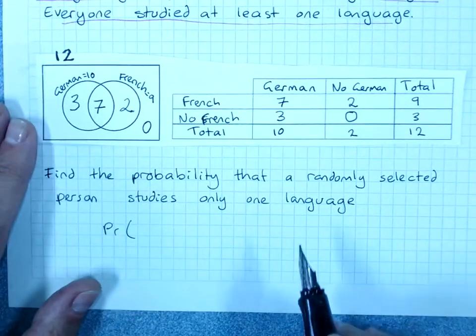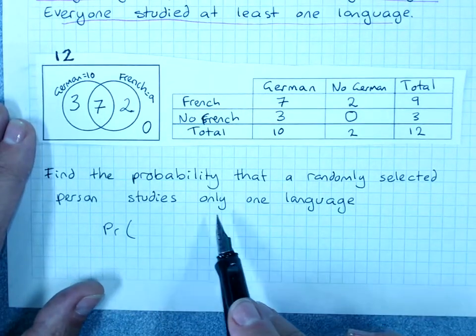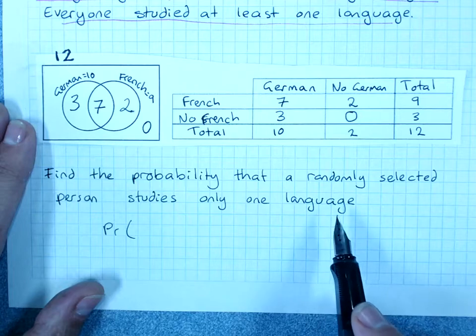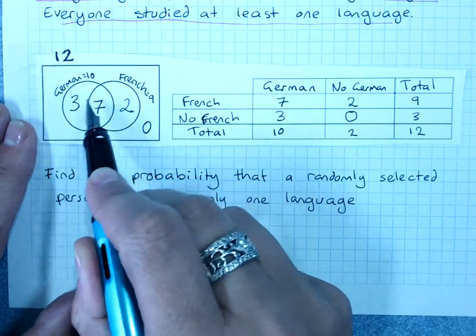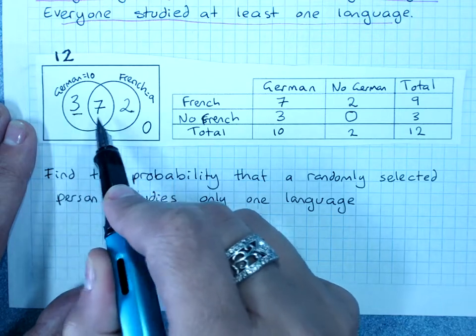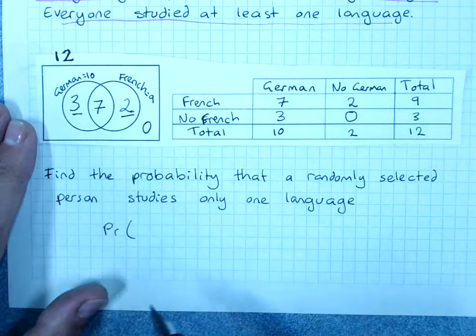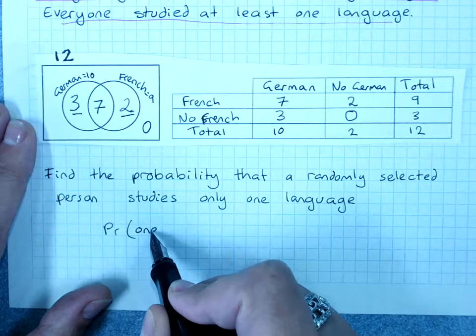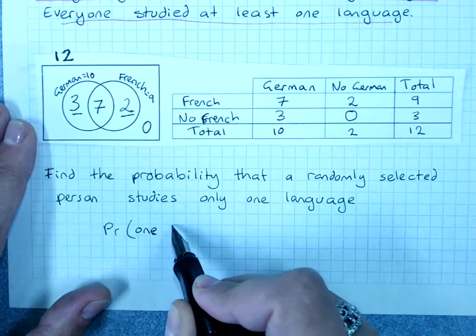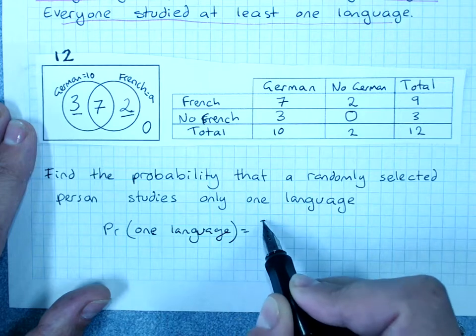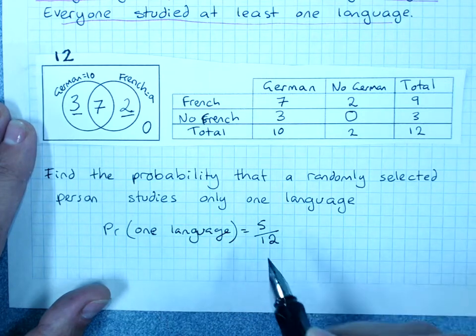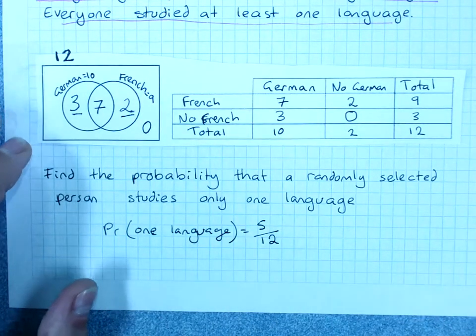Find the probability that a randomly selected person studies only one language. These people study both. They don't count. These people study one language. These people study one language. So the probability of one language is 5 out of 12. We can't simplify it. There's our answer.